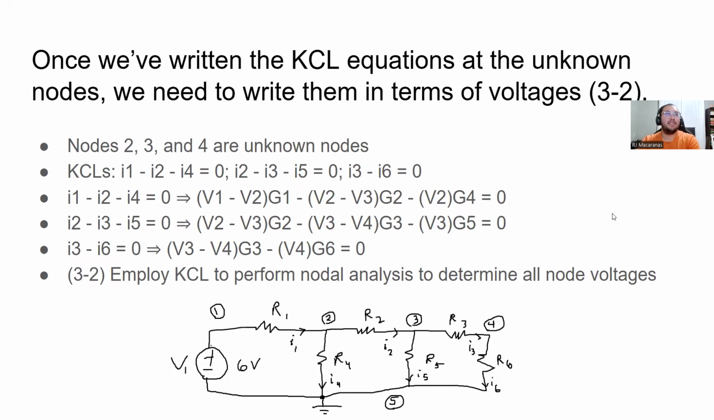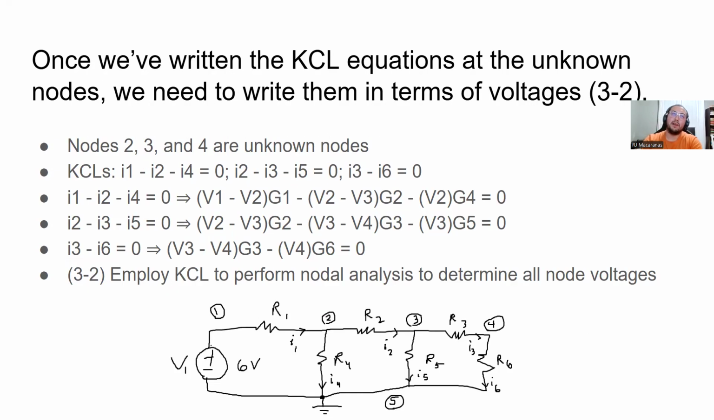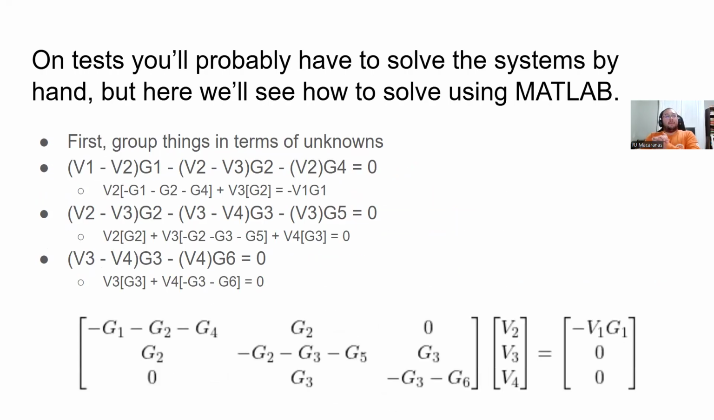So this is where it gets kind of tricky, because we've got three equations, three unknowns, and not everyone is all that well versed in matrix algebra yet. But I'm just going to show you how to do that in MATLAB because I'm not going to go through the process of solving all this by hand. The first thing we want to do is group things in terms of the unknowns. In this case, the unknowns are the voltages. We know what V1 is. That was given; that's the voltage of the voltage source. So I'll move that over to the other side of the equation.